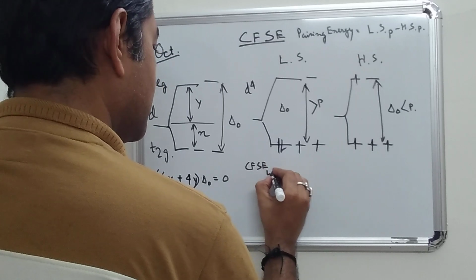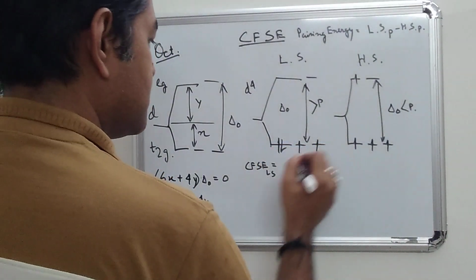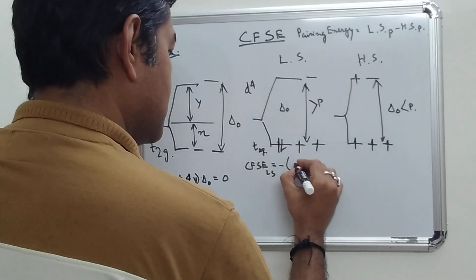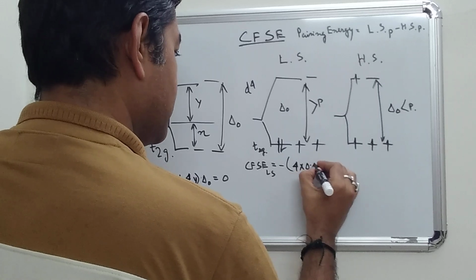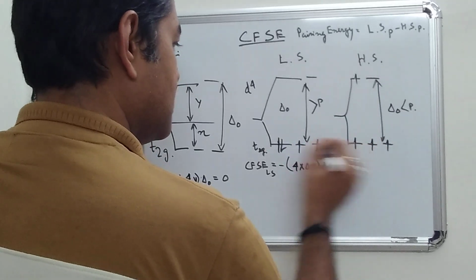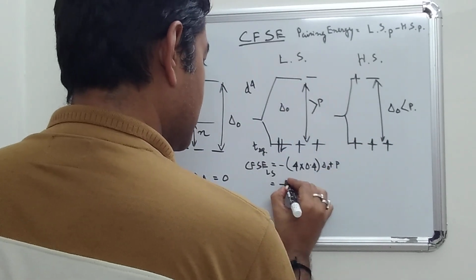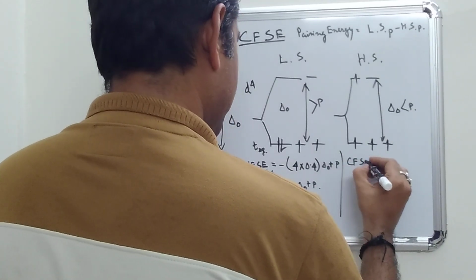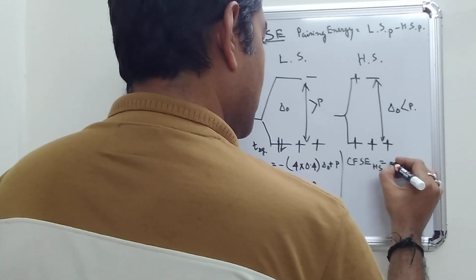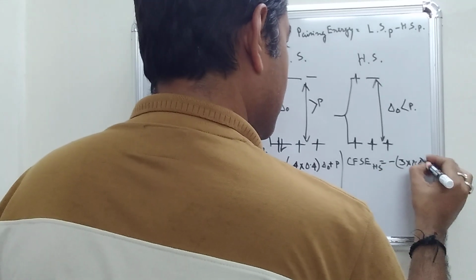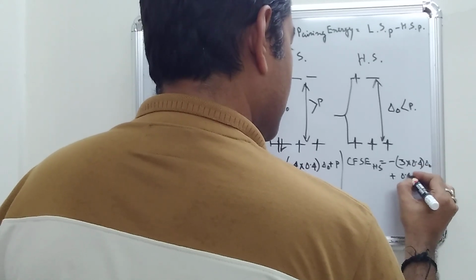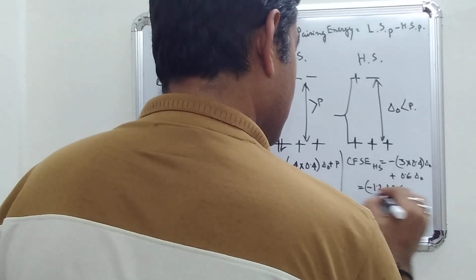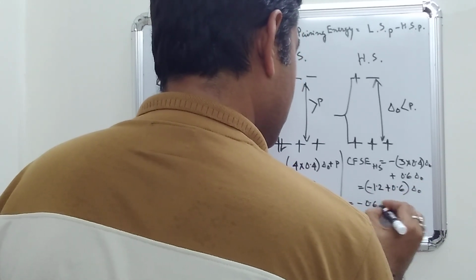So the CFSE for the low spin complex will be equal to all those 4 electrons in the lower orbitals, so in the T2g, 4 multiplied by 0.4 delta 0 plus the difference between pairing energy, which will be 1, so P: minus 1.6 delta 0 plus P. Whereas CFSE in the high spin complex will be equal to minus 3 into 0.4 delta 0 plus 0.6 delta 0, which equals minus 1.2 plus 0.6 delta 0, equals minus 0.6 delta 0.